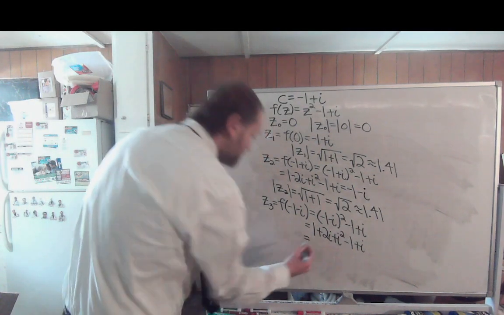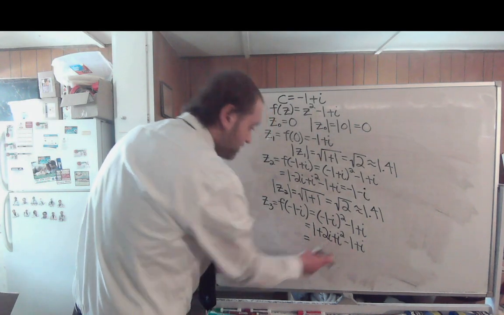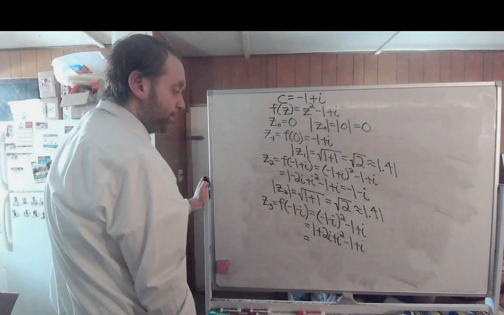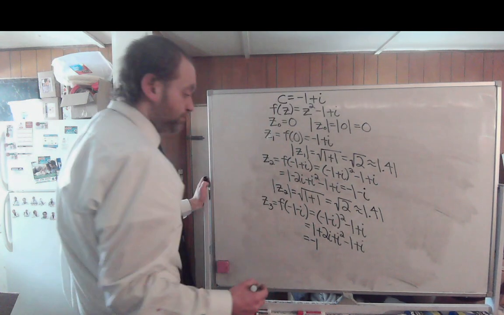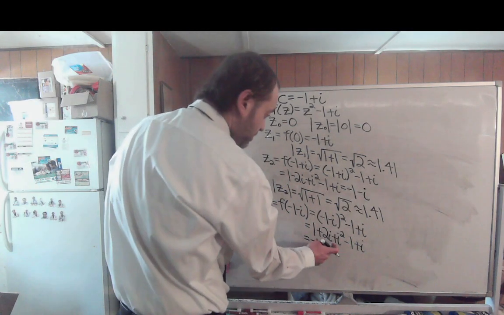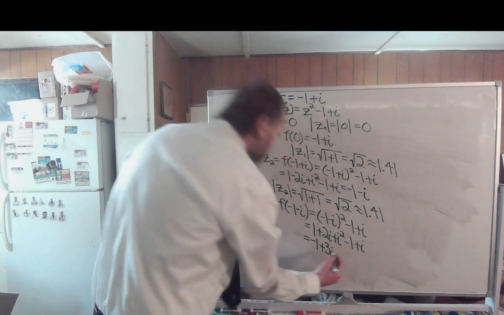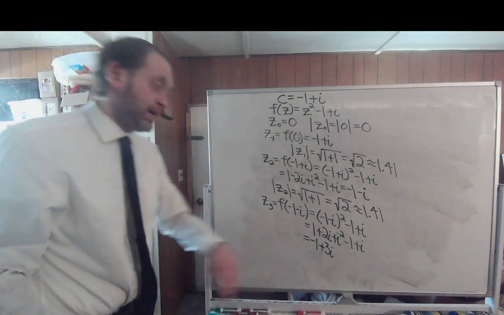So this is going to turn into, let's see, i squared is negative 1, so 1 minus 1 is 0. Minus 1 is another negative 1. Then you end up having 2i plus i is 3i. So you end up having negative 1 plus 3i.